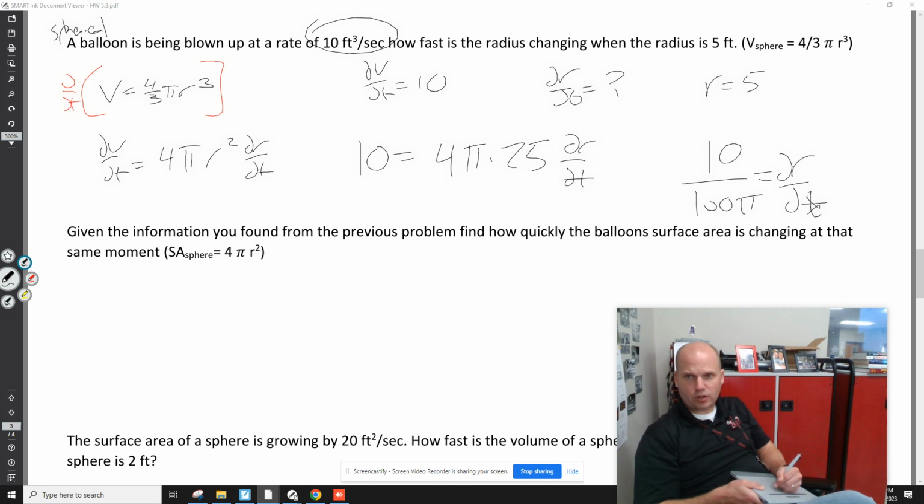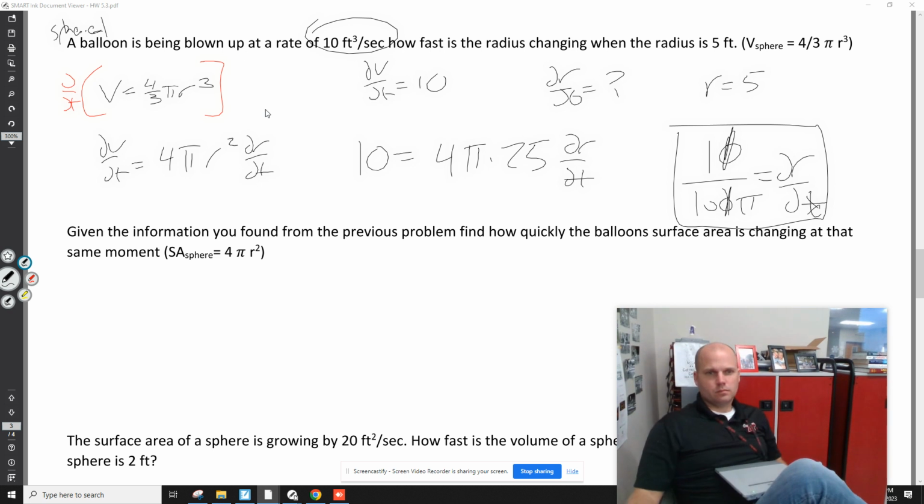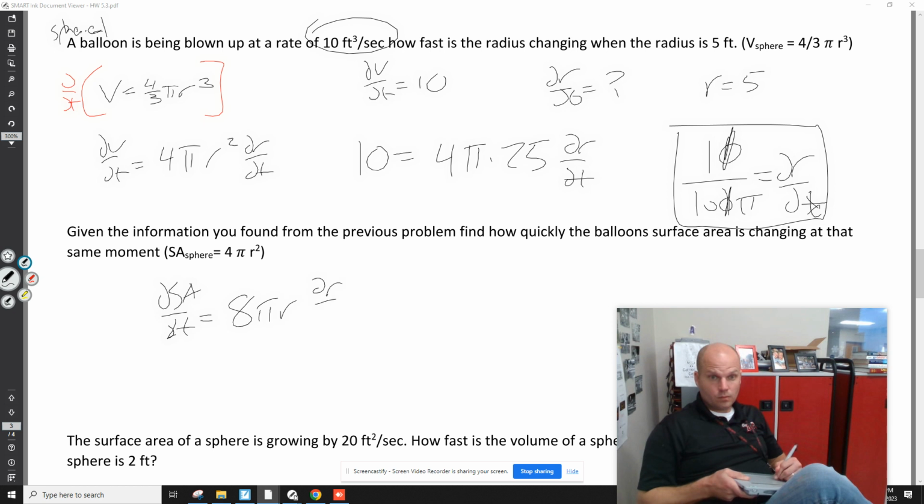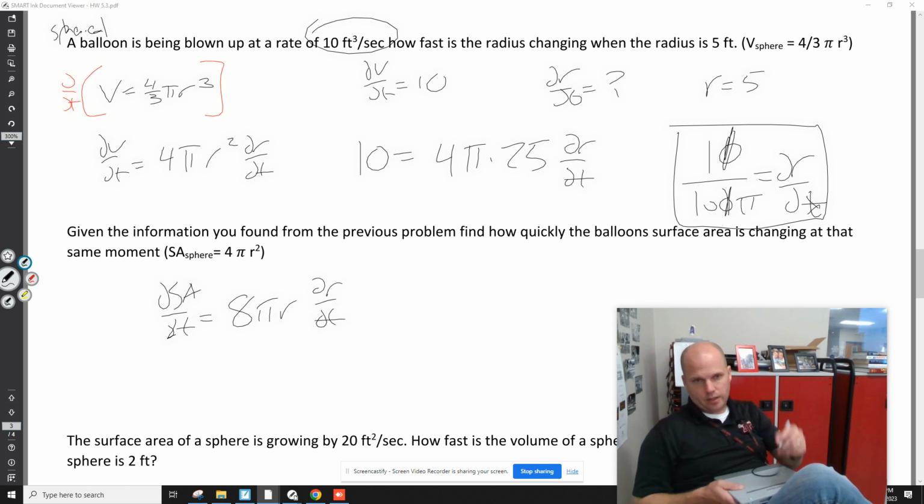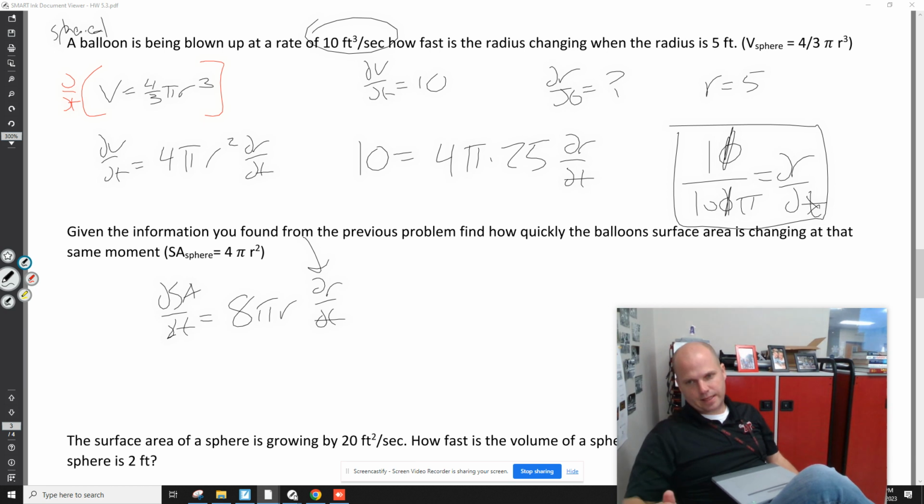Make sure you solve for the correct thing. 1 over 10 pi. How quickly is the surface area changing? Can you take a derivative correctly? Are you remembering the d blank dt? If you're not trying this, you're not helping yourself out. You know who you are, too.